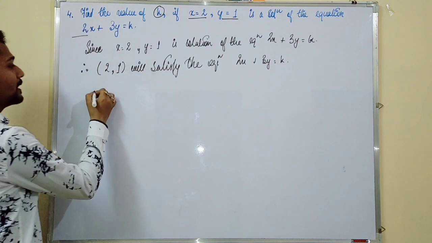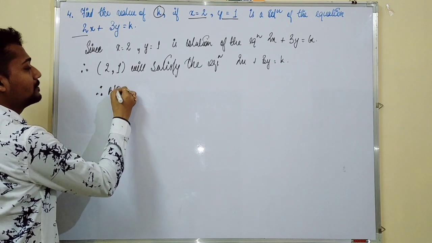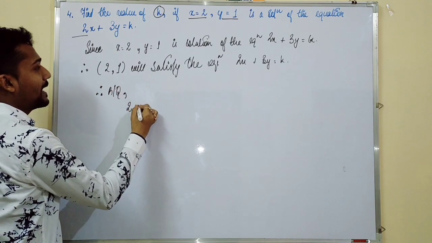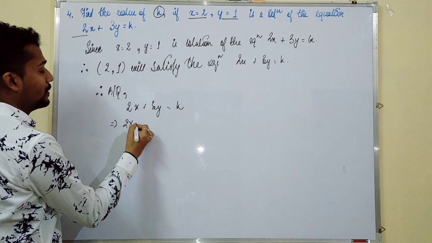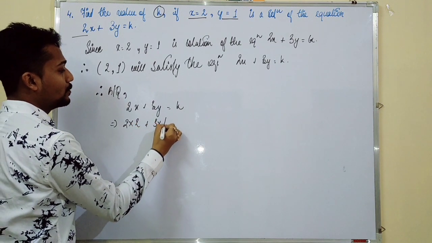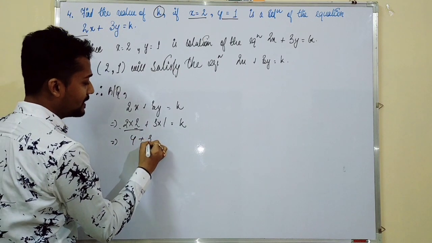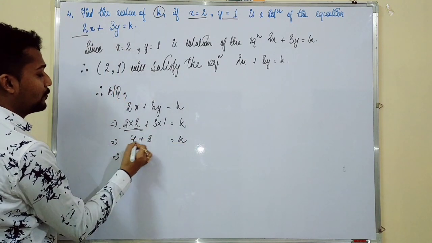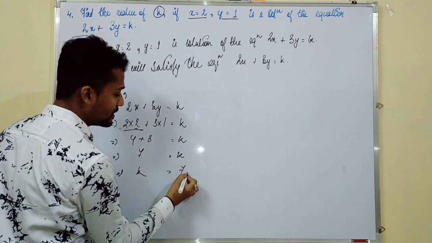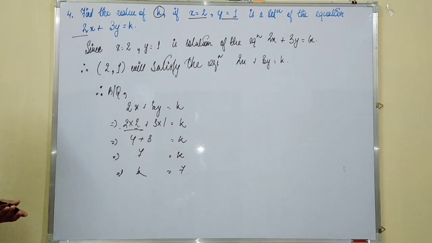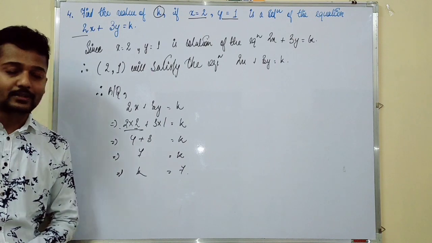Fine. So what will we write? Therefore, by question, 2x plus 3y is equal to k. 2 into 2 plus 3 into 1 is equal to k. 2 2s are 4 plus 3 1s are 3 is equal to k. 4 plus 3 is equal to 7, so k is equal to 7. So with this we complete exercise 4.2. Now we are going to move on to exercise 4.3. So note it down quickly.